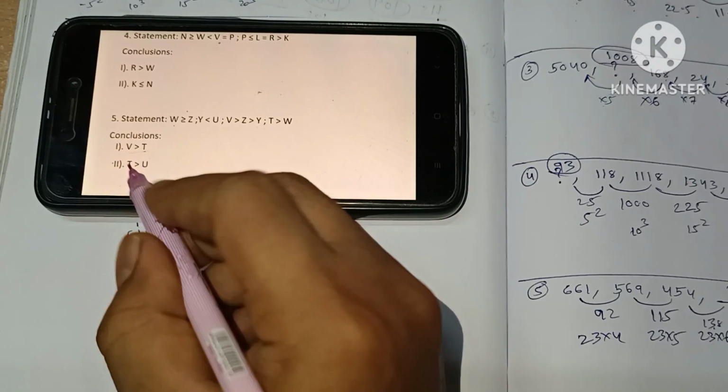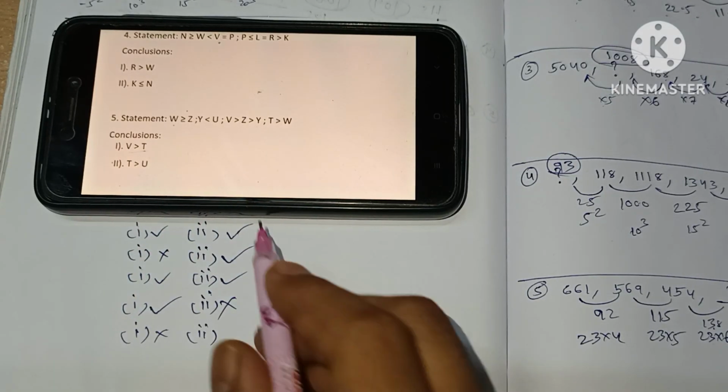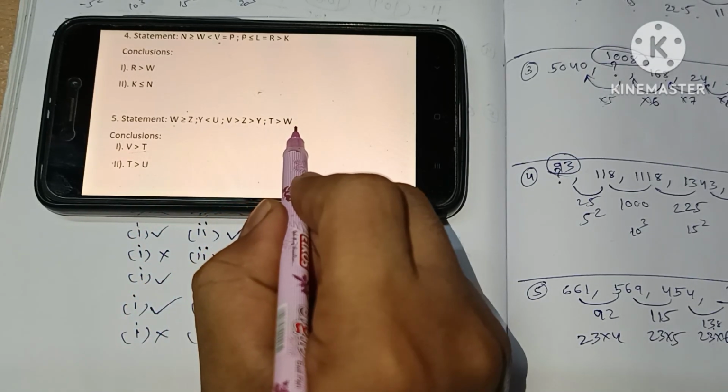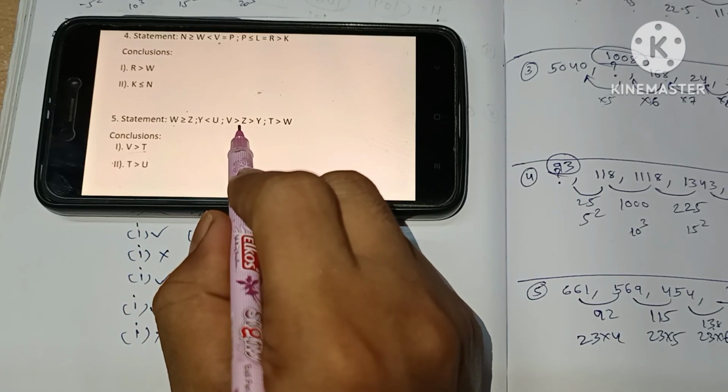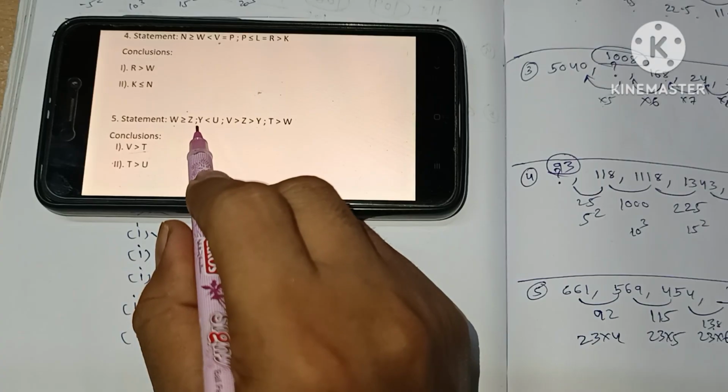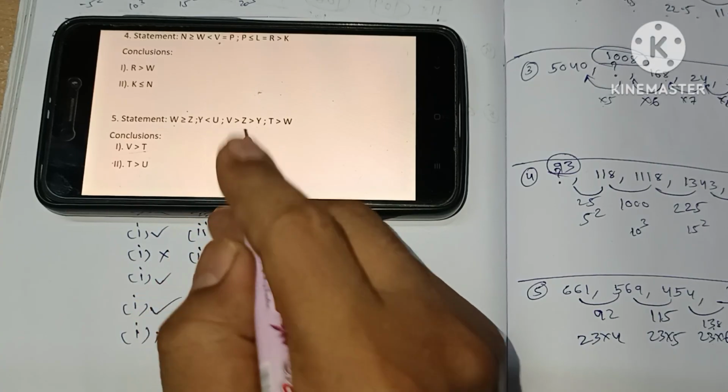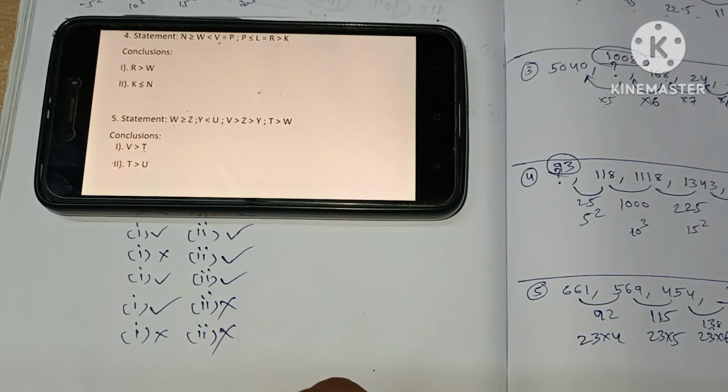Second conclusion, the flow from T to U. From T we can reach W. From W we can reach Z. From Z we can reach Y. From Y we are not able to go to U. So the second conclusion will be false.